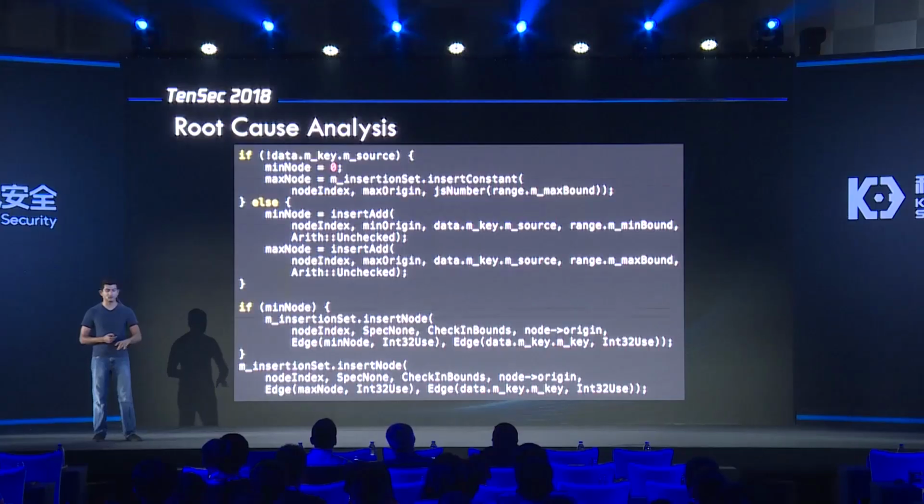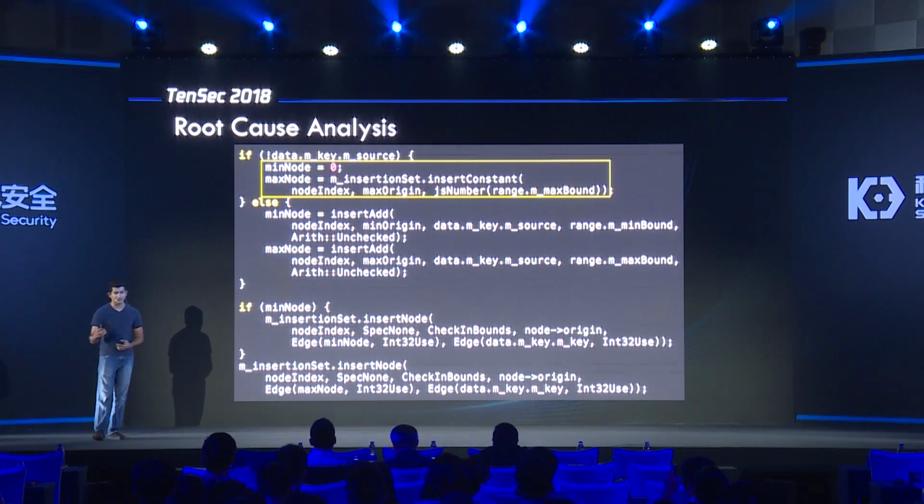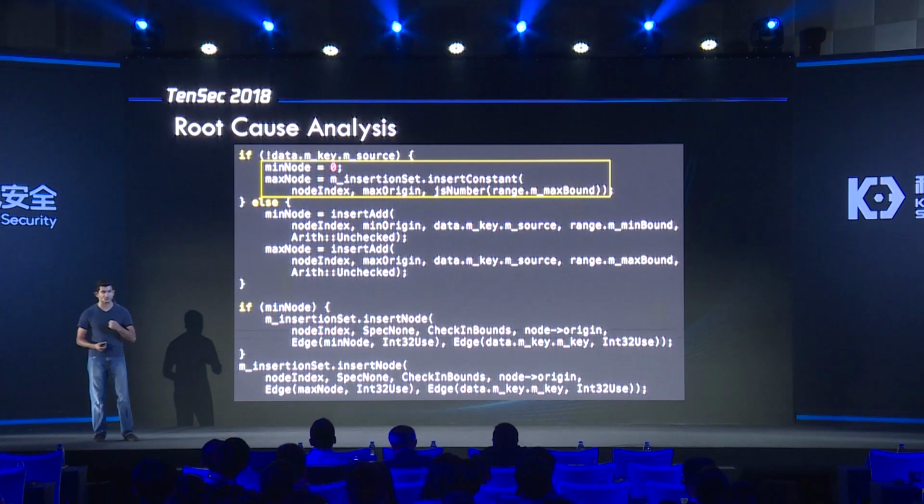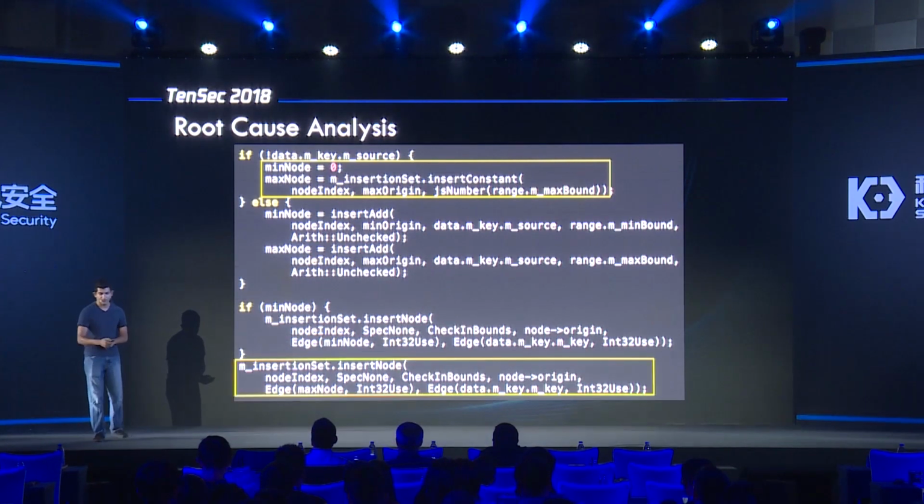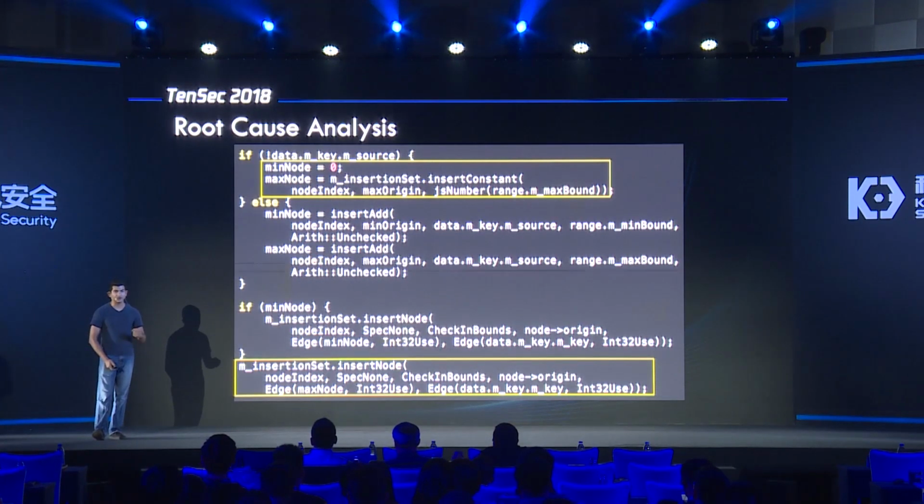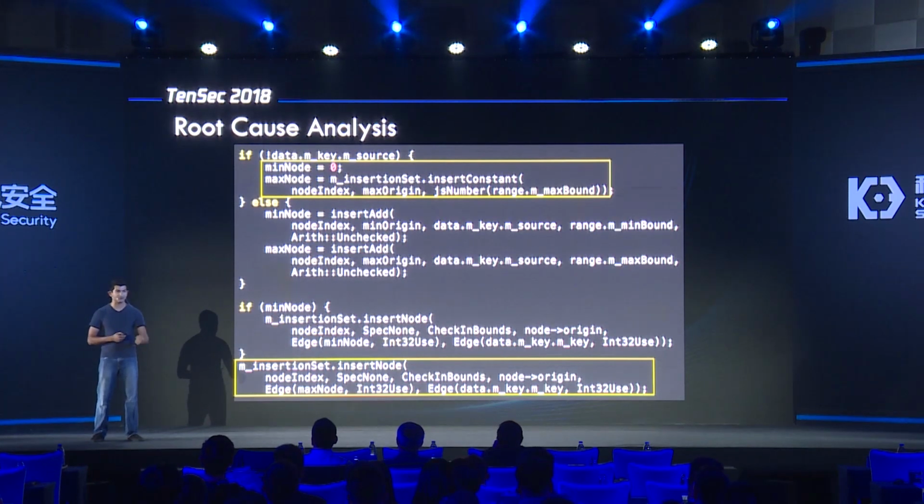Looking at this function a little bit more deeply, we have this if-else, and here we're setting the min node to 0, and then we are setting the max node to whatever it is. So in the case of array accessing -3, it's going to set the minimum value as 0, and it's going to say that max value is -3. And then it's going to insert that with a check bounds operation using that -3 value.